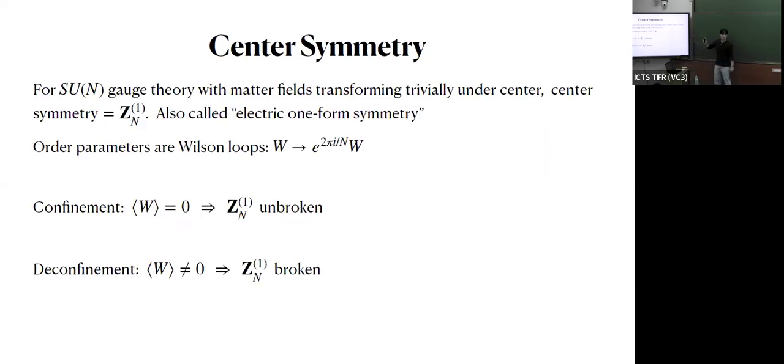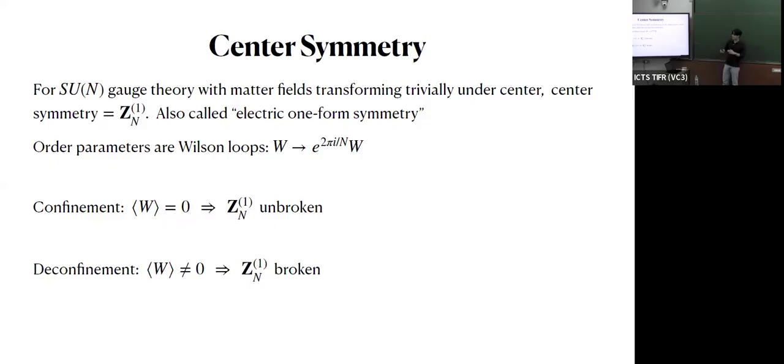They're deeply connected with a symmetry, which is very important, at least in the pure glue sector of Yang-Mills theory, of SU(N) gauge theory. This is called center symmetry. It exists in SU(N) gauge theory, at least when you have matter fields that don't see the center of the gauge group. Nowadays, it's called electric one-form symmetry. It's basically the prototype of what is called a higher form symmetry. I won't really use this language too much, however. The essential point is that Wilson loops are the order parameter for this symmetry. Under this symmetry, they transform simply by this Zn phase factor.